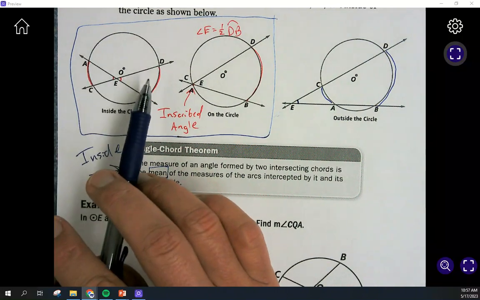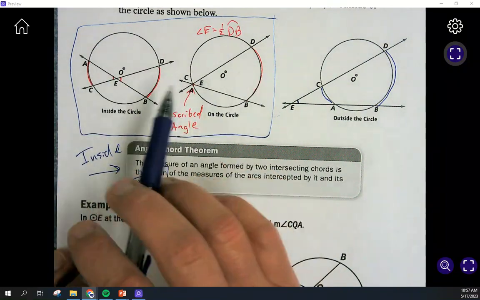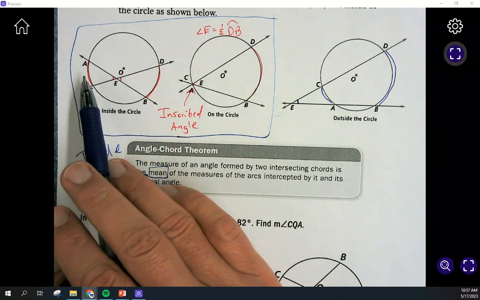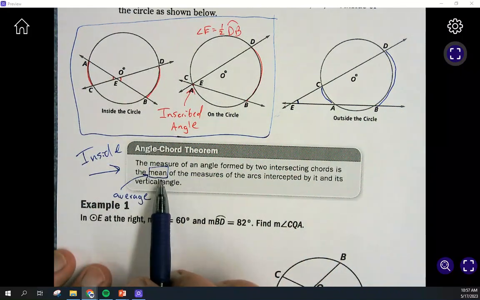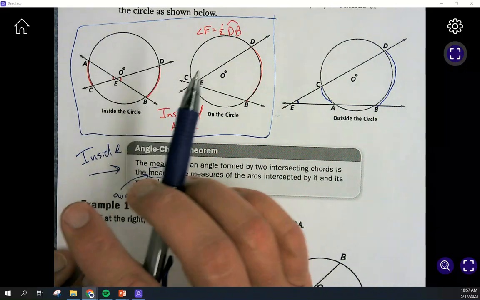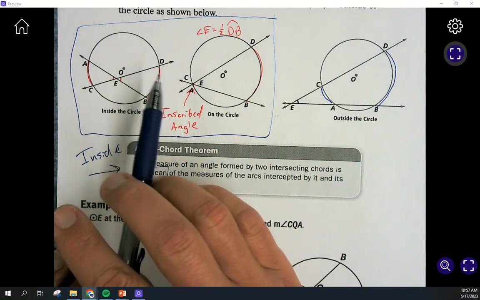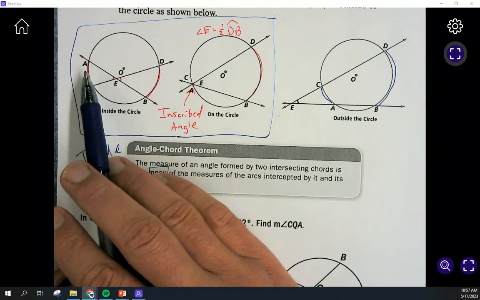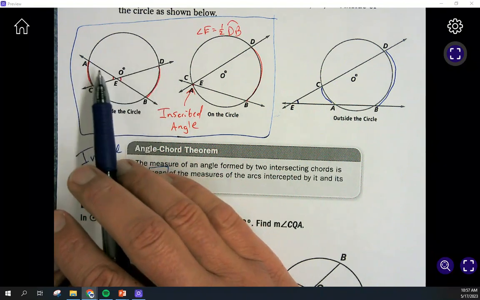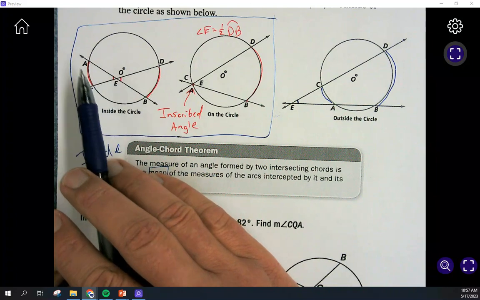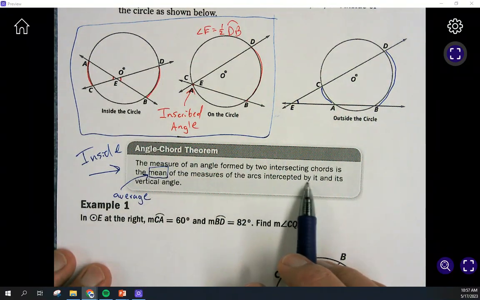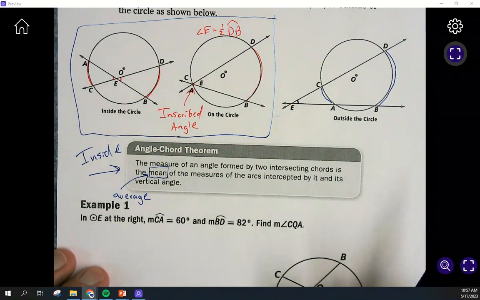Now we're always going to be looking at just two arcs or just one. For one, it's just divided by 2. We know how to do that. But for two arcs, to find the mean of them, you add them together and divide by 2, and that finds the average. If this was 90 and this was 100, the average between 90 and 100 would be 95. You would add them together and divide by 2. That's the mean of the arcs intercepted by it and its vertical angle.